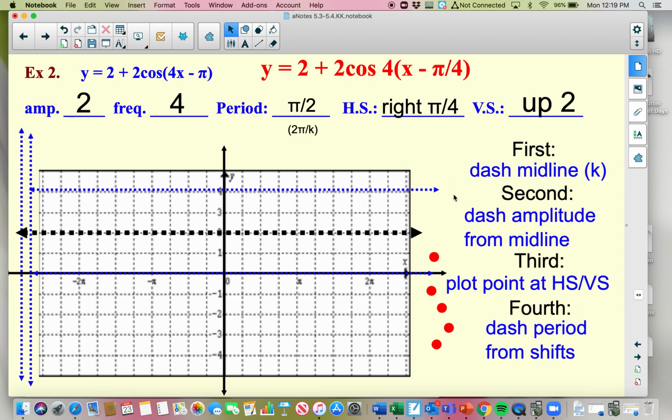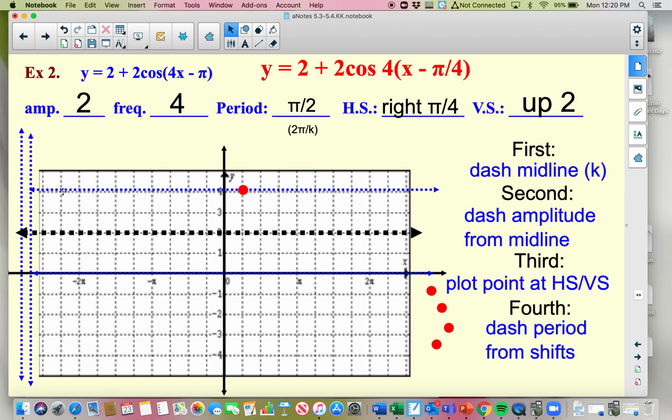And then my starting point for the cosine wave is shifted. Normally it starts here. Sorry, it starts at (0, 0). Go to the right pi over 4 and then up 2. Now that would be where our sine starts. Sine always starts on the midline. Cosine starts at the amplitude. Remember, it starts at the maximum. So it's going to go up to the amplitude.